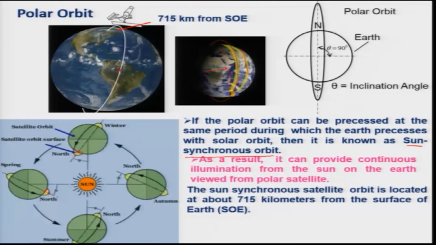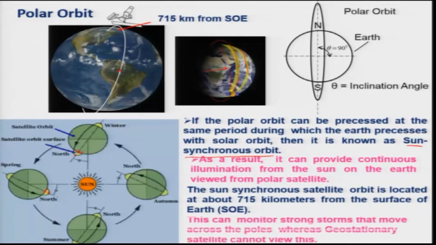And a sun synchronous satellite orbit is located at around 715 kilometers from the surface of the earth. So, this can monitor strong storms that move across the poles, whereas the geostationary satellite cannot view whatever is happening around the poles, and that is the limitation of the geostationary orbit.